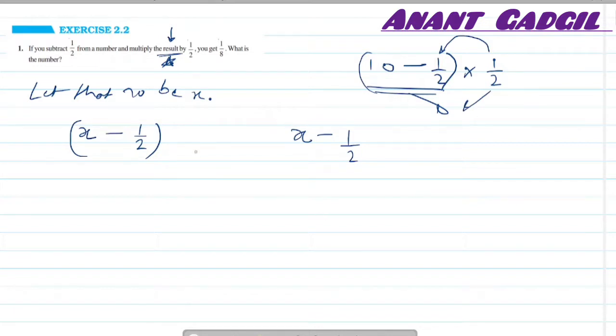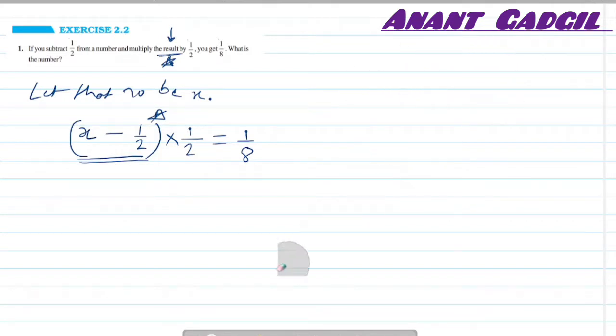So that's why this bracket is very important here. Why are we giving this bracket? Because they are saying we multiply the result by 1 by 2. So this bracket is very important. And what is the answer that you get then? It is 1 by 8. Now the equation is already formed, so it's very easy to solve it further.